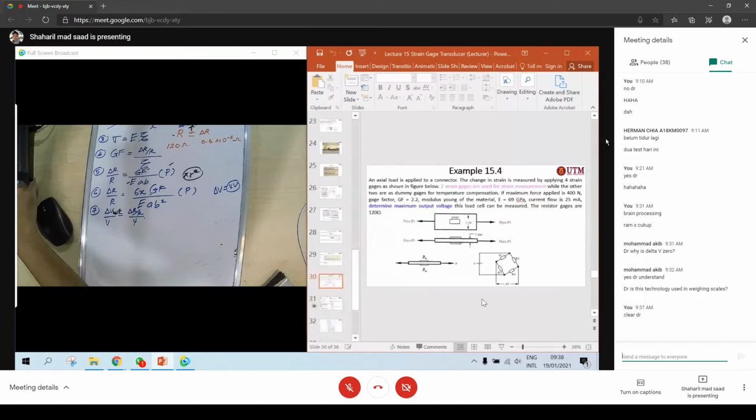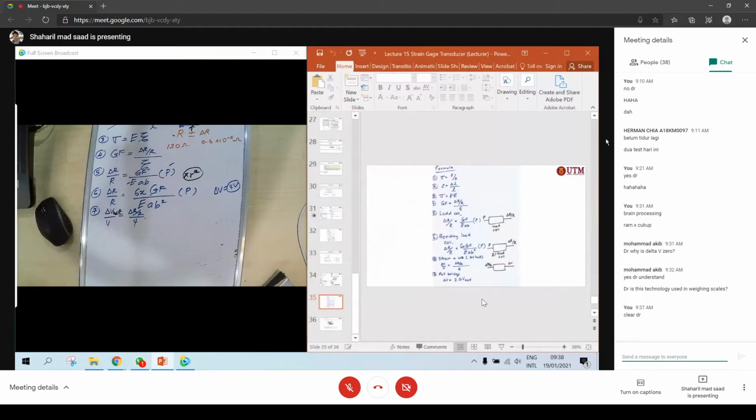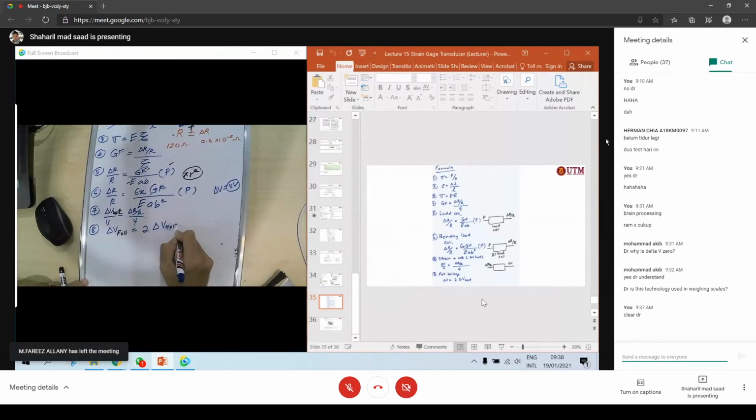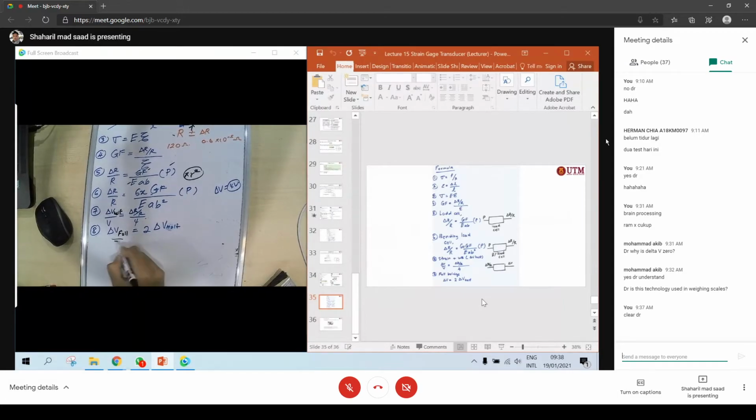I really like to write it like this one. Okay, so formula number 8. In order to find the delta V full, I put it as full here, equal to 2 times delta V half. Okay, so in order to find the delta V full, like this one.